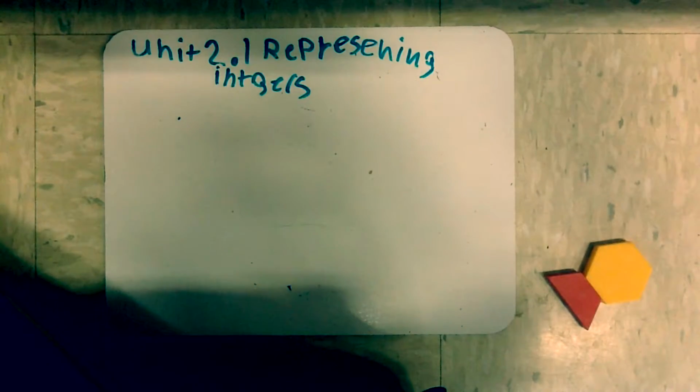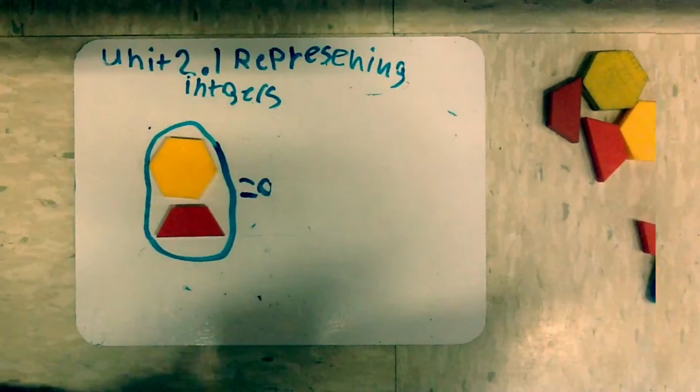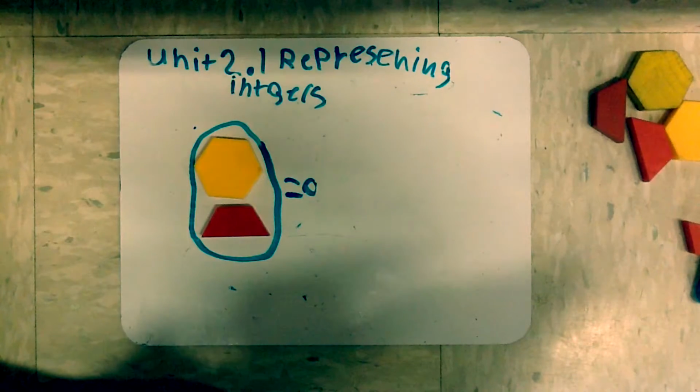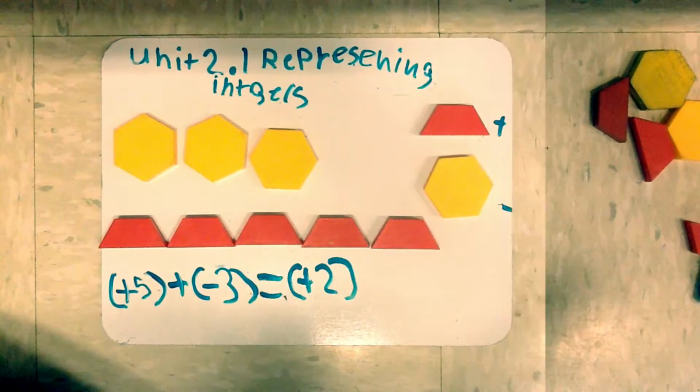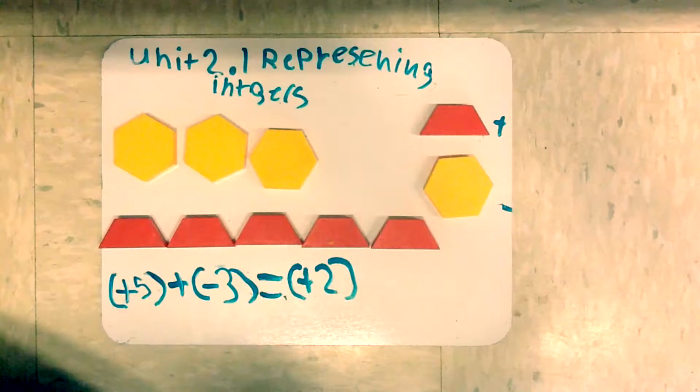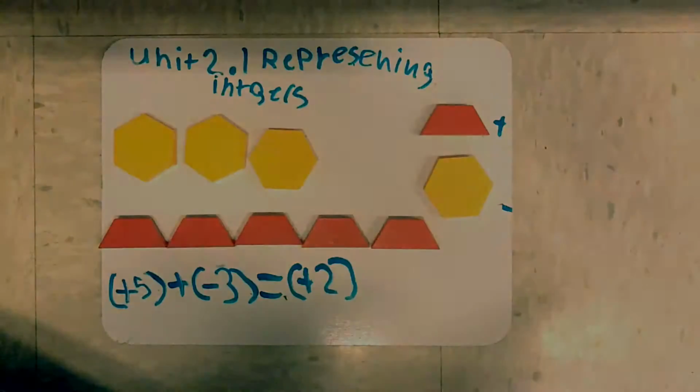Unit 2.1, representing. This is a zero pair. It happens when a positive and negative integer cancel each other. S equals positive 2 because 3 positives are cancelled out by 3 negative tiles.